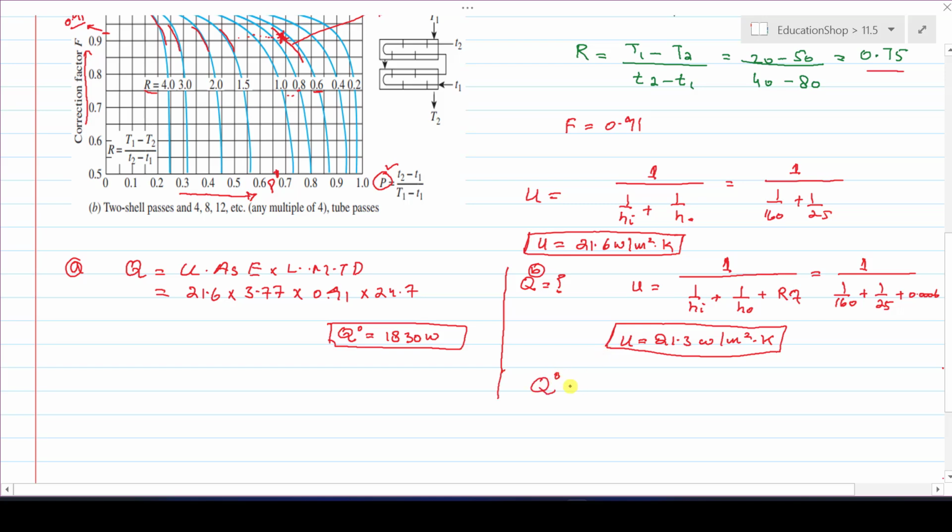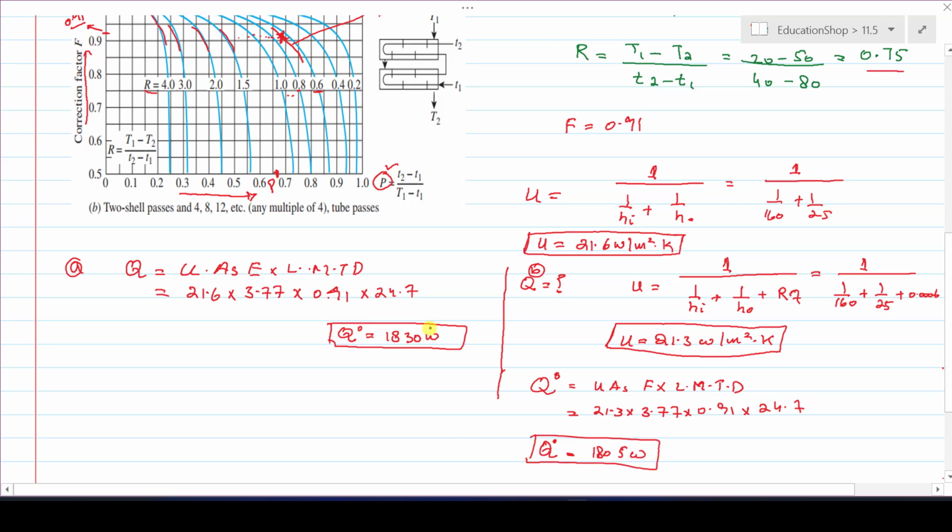And the heat transfer rate is equal to U, surface area, correction factor, and log mean temperature difference. The U value is 21.3, surface area is 3.77, correction factor is the same 0.91, and log mean temperature difference is 24.7. Just solve on a calculator and it will give you the amount of heat transfer with the addition of the fouling factor, that is 1805 watt.